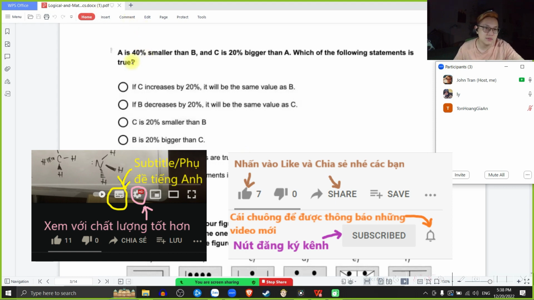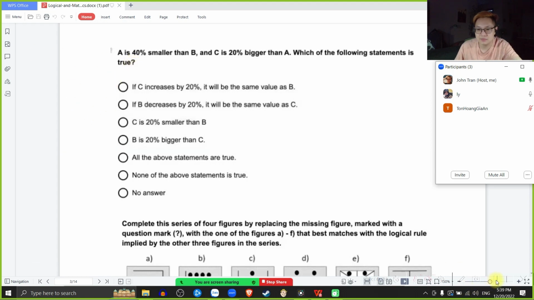Miss Lee, can you read this one? A is 40% smaller than B. C is 20% bigger than A. Which of the following statements is true? Okay, nếu A nhỏ hơn B là 40% và C lớn hơn A là 20% thì câu nào sẽ là đúng? Okay, các bạn làm đi, just do it. And then we'll see, okay? You have some time now.